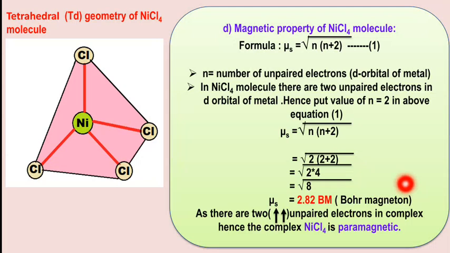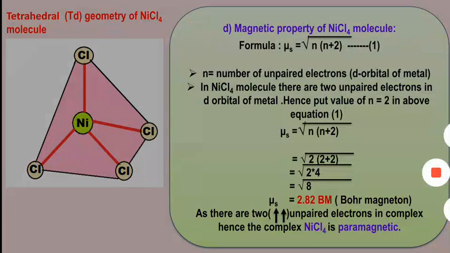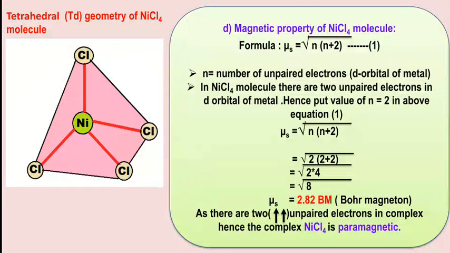Now we have just seen that there are 2 unpaired electrons present in the complex, hence NiCl4 is a paramagnetic molecule. So most of the time a question appears in the exam asking what is the magnetic property of the NiCl4 molecule, or they can ask about any complex. On the basis of that you will have to apply this formula, and from this formula you are able to calculate the magnetic property of the complex.